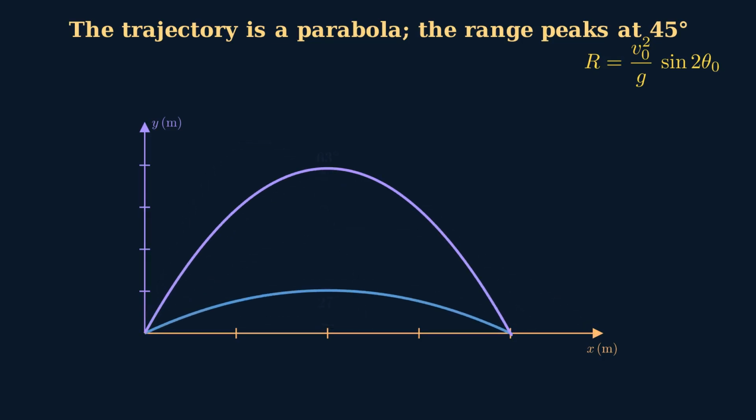And here's the cannonball lesson. To hit a ship 560 meters away, solving the range equation gives not one answer but two, a low, flat, fast shot at 27 degrees, and a high, lofted shot at 63. Both land in exactly the same place.